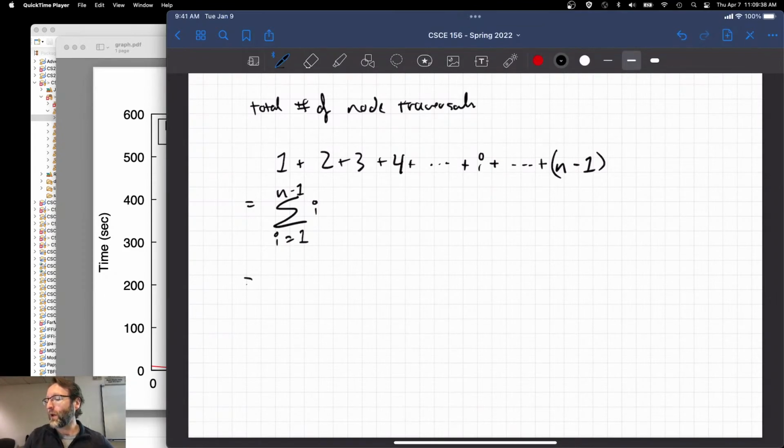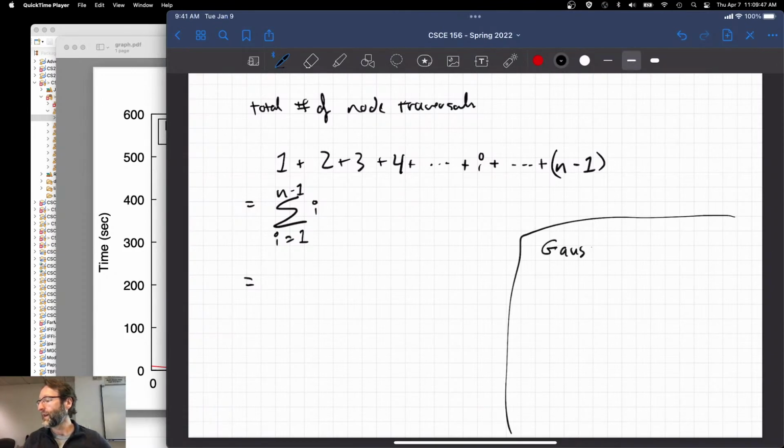Now, does anybody know a closed form solution for this? If not, that's okay. Let's go ahead and label this as Gauss's formula, because Gauss is the one that came up with it, or is credited with it at least.